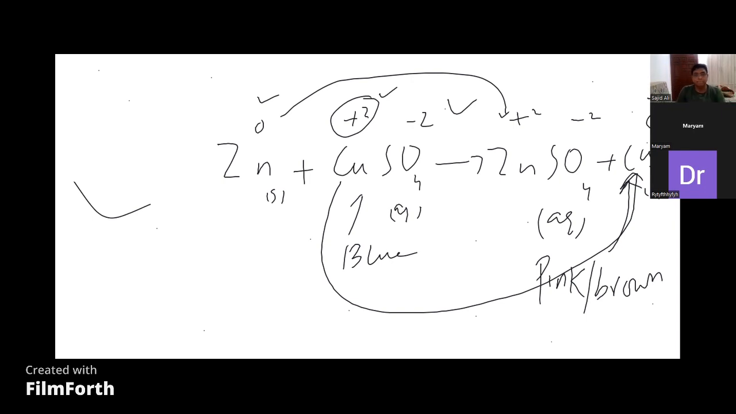So most displacement reactions are always redox reactions. You should keep in mind that all displacement reactions are redox reactions. A simple displacement reaction is one in which one element displaces another element from its compound, and simple displacement reactions are always redox reactions.